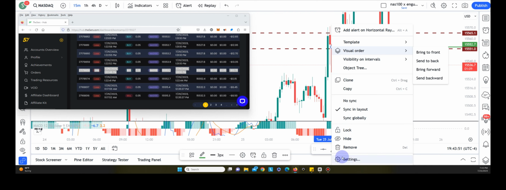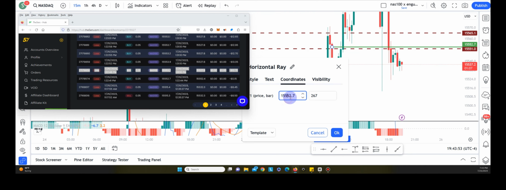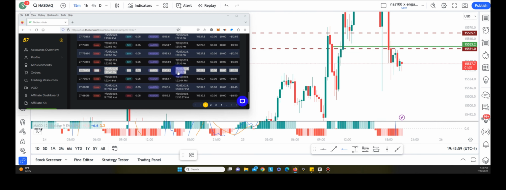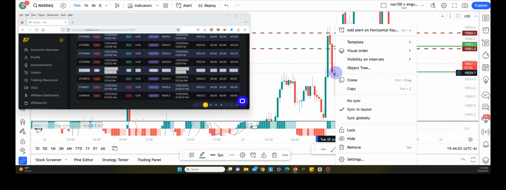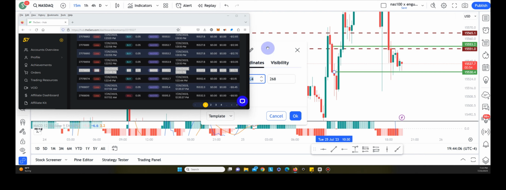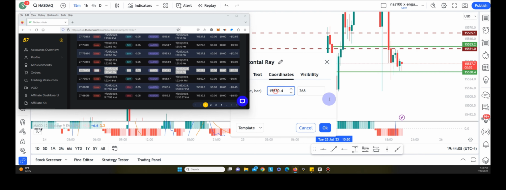Next trade I entered at 15,53.2, and then I got stopped out on the 10:30, probably at 15,527.8.